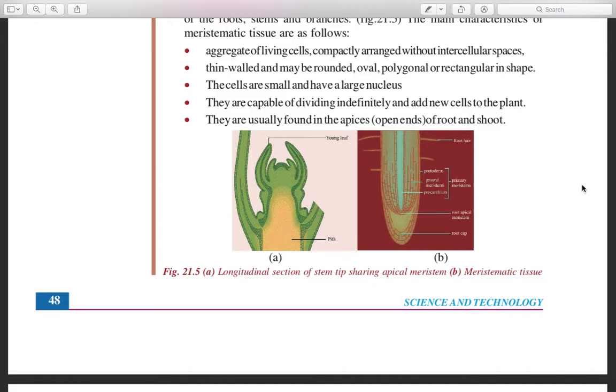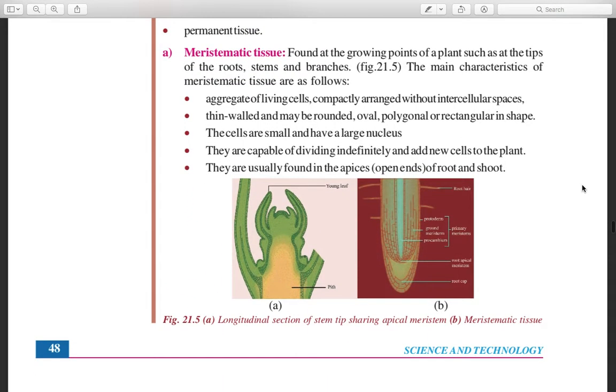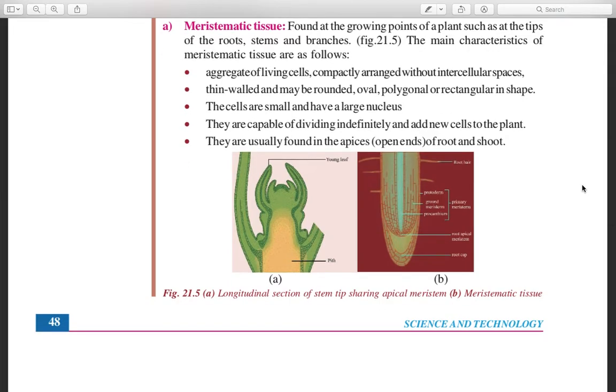And then the cells are small. In this meristematic tissue, the cell size is small, but they have a large nucleus. As we have said before, plant cells have a large nucleus, and they are capable of dividing indefinitely. There is no limited number of divisions. They add new cells to the plant. Usually meristematic tissue is found in the apices, that is the open ends of root and shoot, the shoot being the stem part.